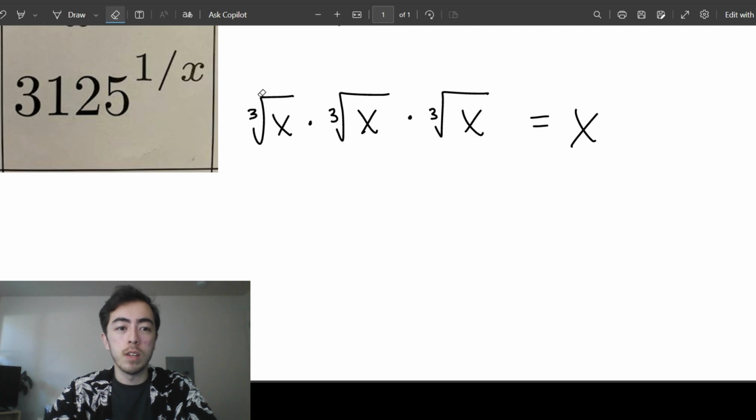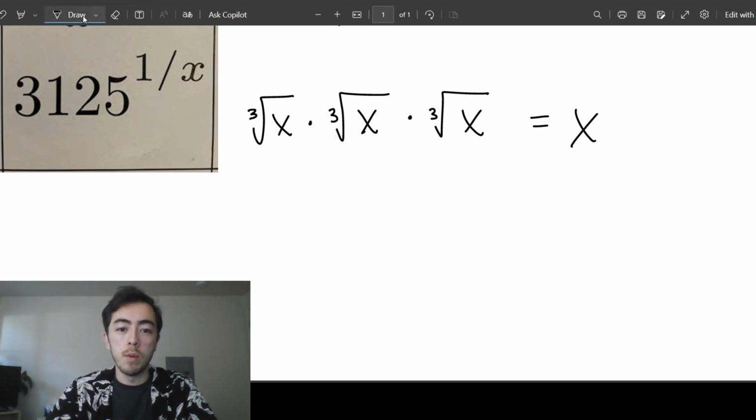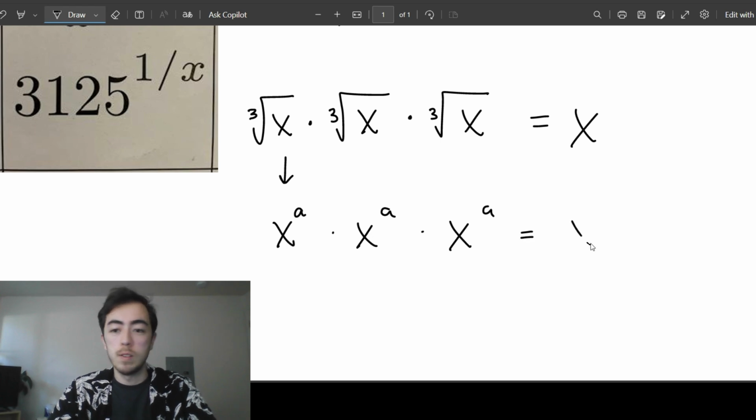And so what we can do here is get a relationship between radicals and fractional exponents. So let's say I wanted to rewrite this cube root as x to the power of something, and I'll just put an a right here. So it's x to the a times x to the a times x to the a is equal to just x. Anything to the power of 1 is just itself, so I can put a 1 there.